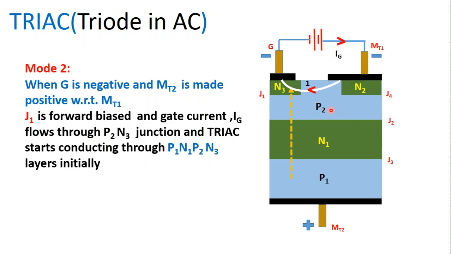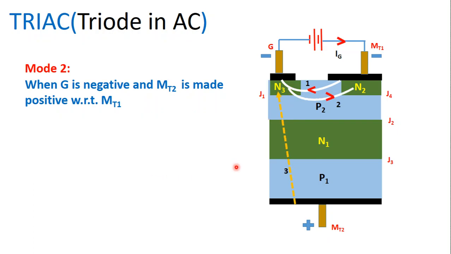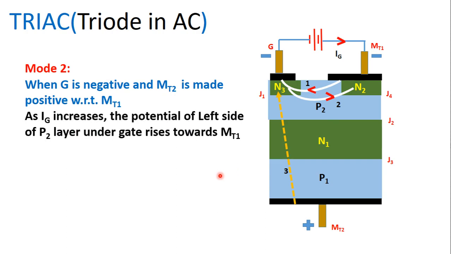This P2 layer loses its identity as P2 layer because it has both electrons and holes as majority charge carriers. So J2 junction will disappear. Because of this, the P1 N1 P2 N3 structure will start conducting initially. So this is the initial conduction structure, that is P1 N1 P2 N3. Now what happens in this? When slowly the gate current starts increasing, what happens?